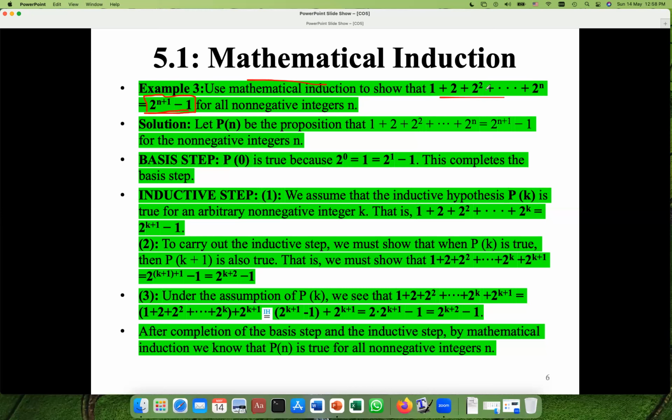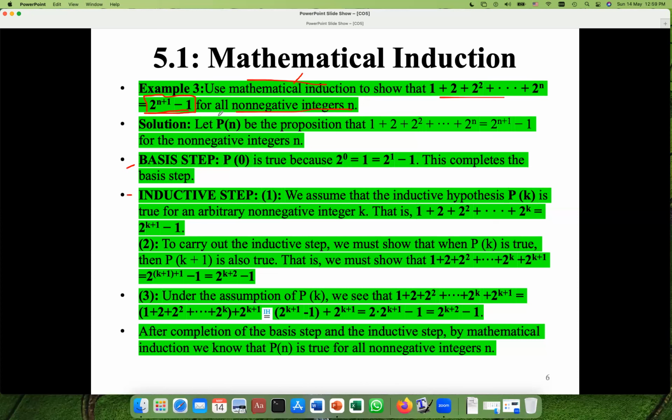So here is a conjecture, a small theory, an equation given to you. It is being said that this equation is true for all non-negative integers n. Now you have to prove it using mathematical induction. The same thing again: the basis step and the inductive step.